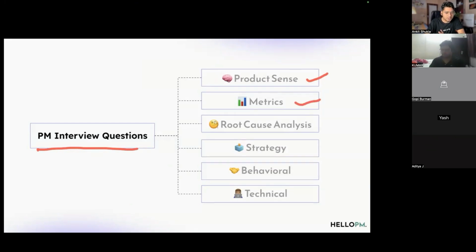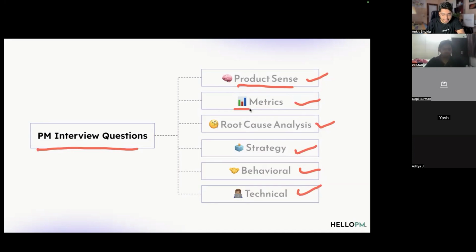In metrics questions, you can also involve guesstimates. Then root cause analysis, strategy questions, behavioral questions, and technical questions. An example of a product sense question is how would you improve Google Maps? How would you create a refrigerator for blind people? These are questions that I'm sure multiple of you might have heard, which are examples of product sense questions.